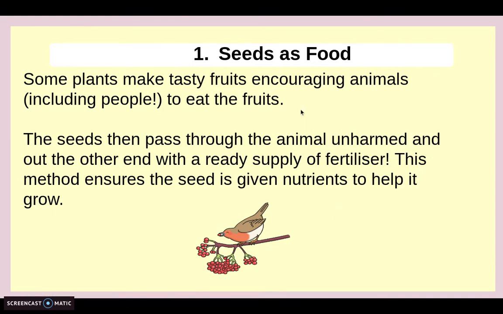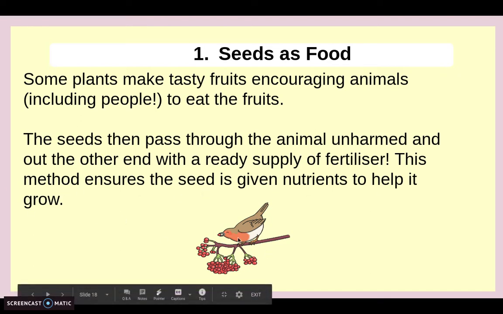Seeds can then be dispersed as food. Some plants make tasty fruits, encouraging animals and people to eat the fruits. The seeds then pass through the animal unharmed and out the other end with a ready supply of fertilizer. I wonder what that is. This method ensures the seed is given nutrients to help it grow. Here's a little bird enjoying eating all the berries on the branch.